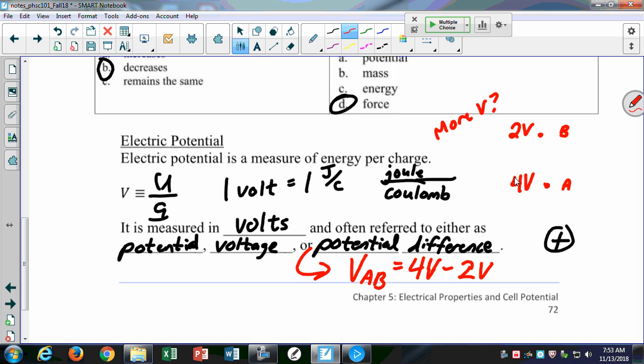All right. So if I imagine that I have a positive charge at A, it's going to move towards the 2 volt potential. It's going to move through 2 volts of potential difference. The potential difference between these 2 points is going to be 4 minus 2, or 2 volts. And if I put a positive charge here, it's going to move through 2 volts of potential difference.